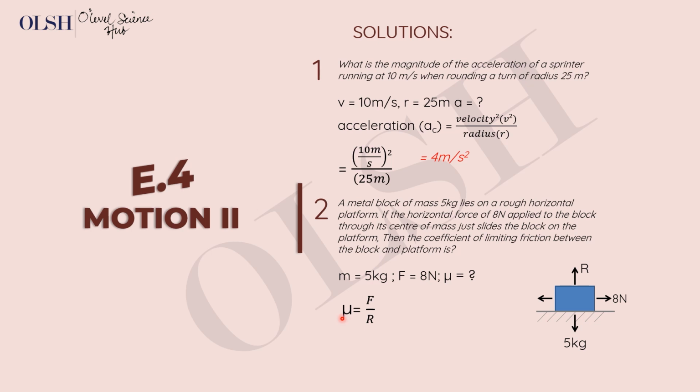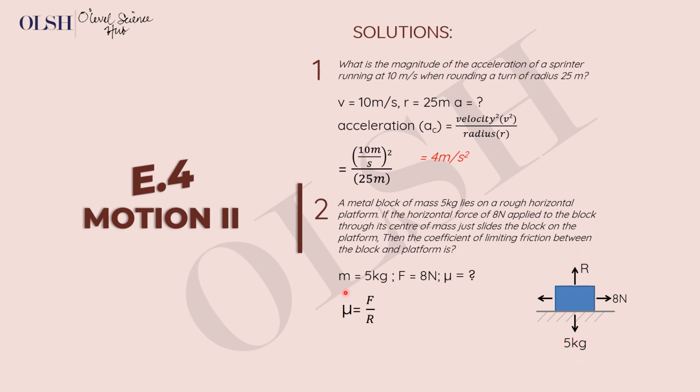We know mu is the coefficient of friction, F is force, and R is normal reaction. If we look at this free body diagram, we don't have R. We're not given the value for R, but we remember from class that R is equal and opposite to the weight of this body, because R is the opposite and equal reaction to the action of the weight of this body on this platform. So R is going to be equal to 5 times gravity.